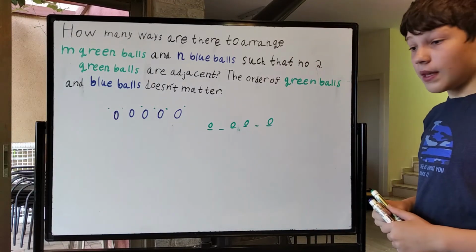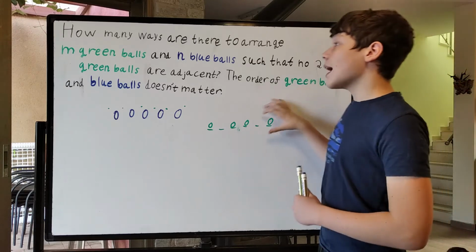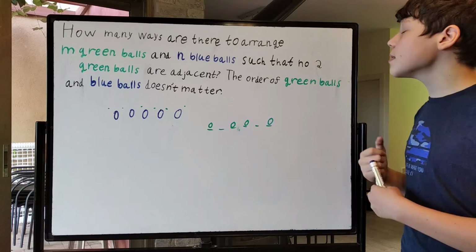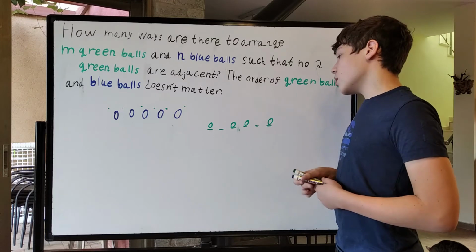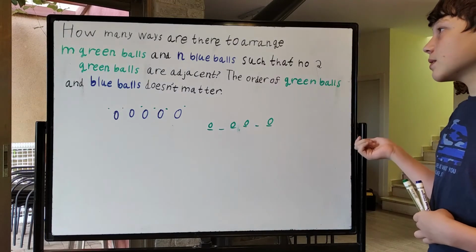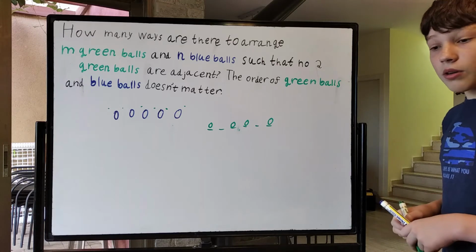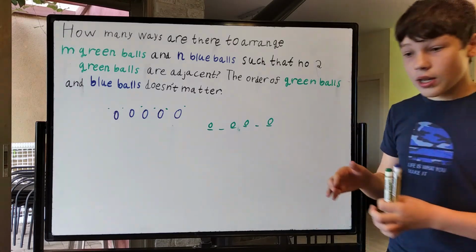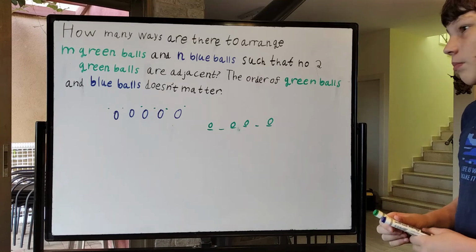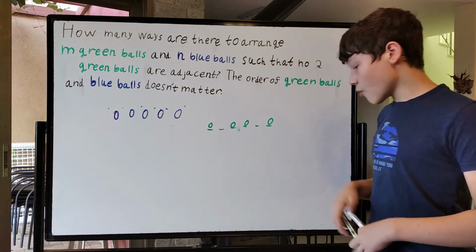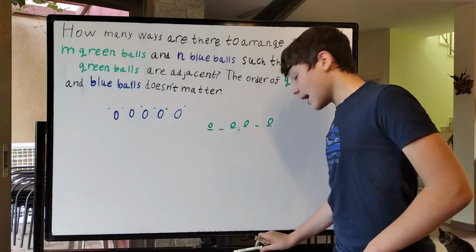So again, we have n plus 1 spots. We now want the number of ways to put m green balls into those spots. Of course, no two green ones can be in the same spot, and the order doesn't matter. So this is just the number of ways to arrange m objects into n plus 1 spots with the order not mattering. But we know what that is. The number of ways to arrange k objects into n spots without the order mattering is n choose k.